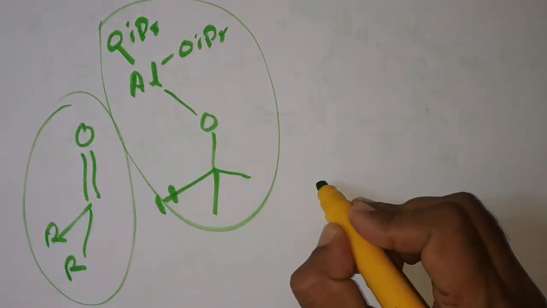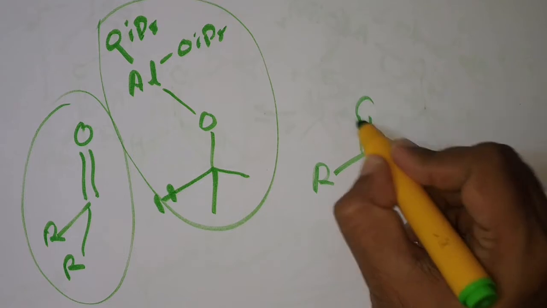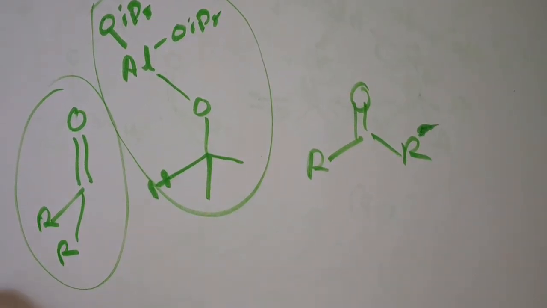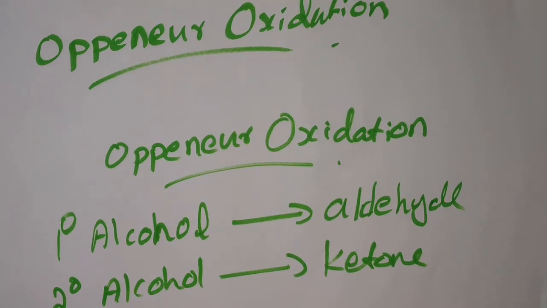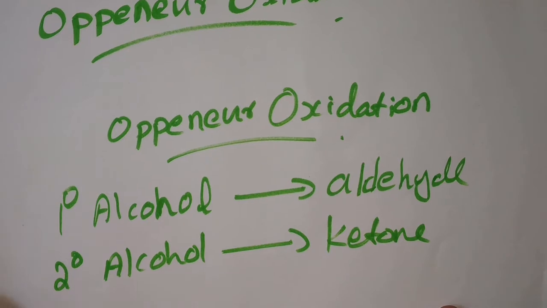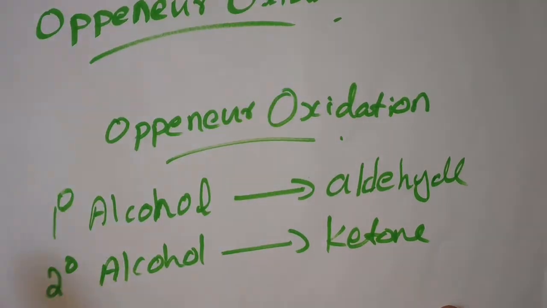So this is the ketone. Basically we can write it like this. This is the ketone we got. So this is basically Oppenauer oxidation. Let us go over this reaction once again. In this reaction, a primary alcohol is getting converted into an aldehyde, or a secondary alcohol getting converted into a ketone.